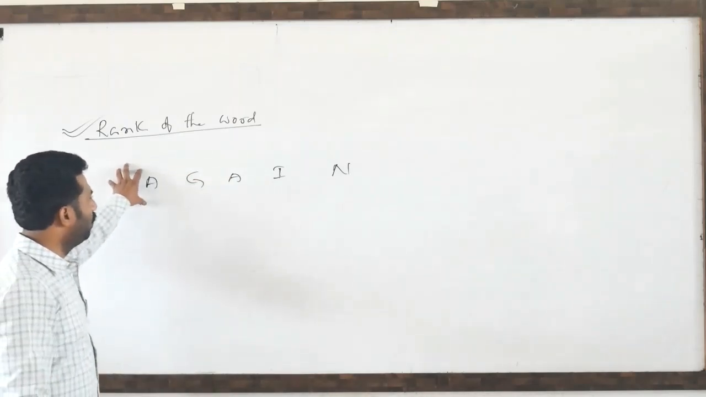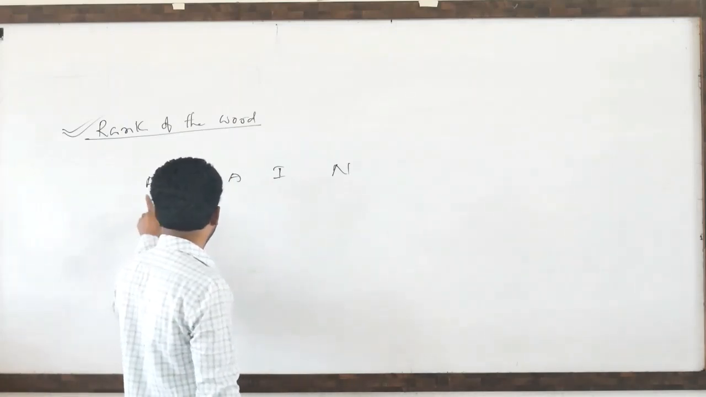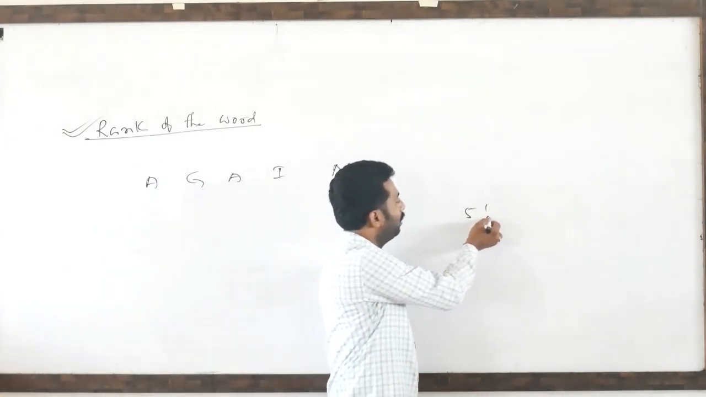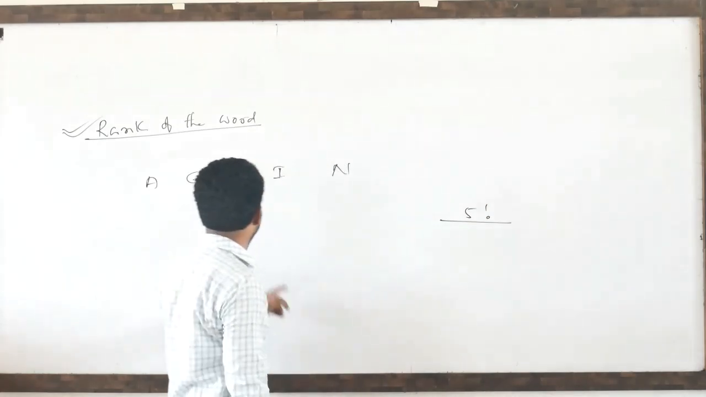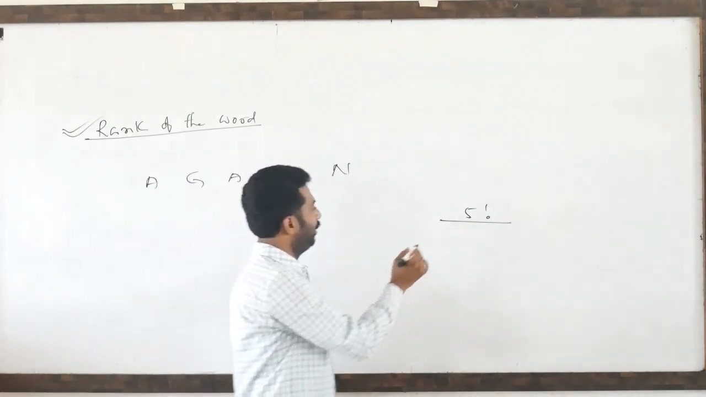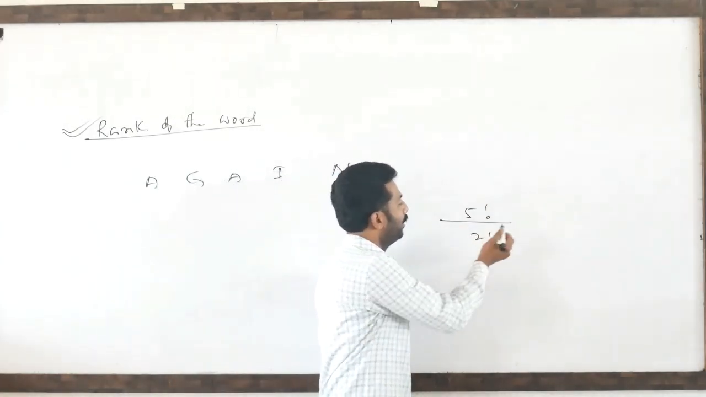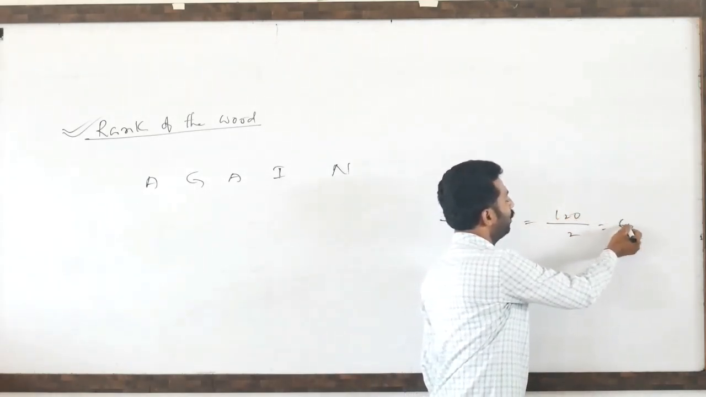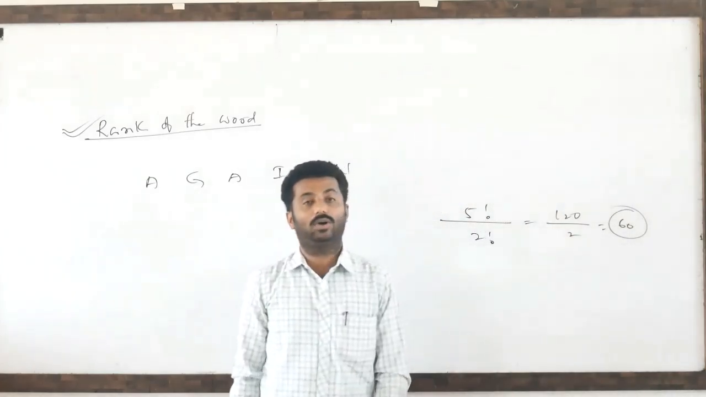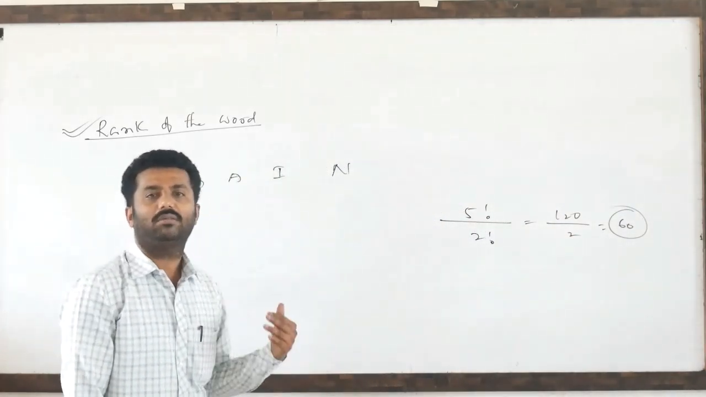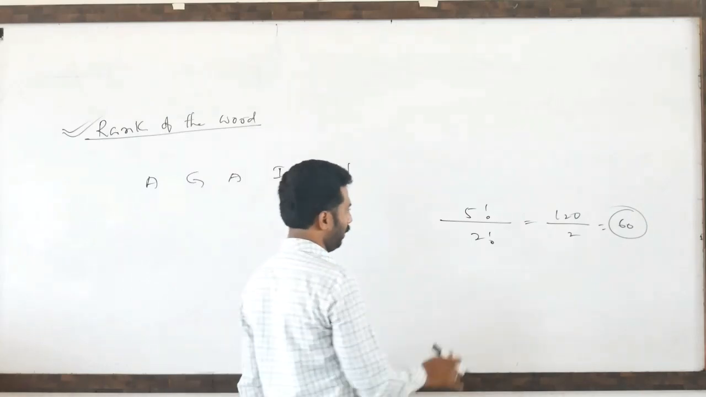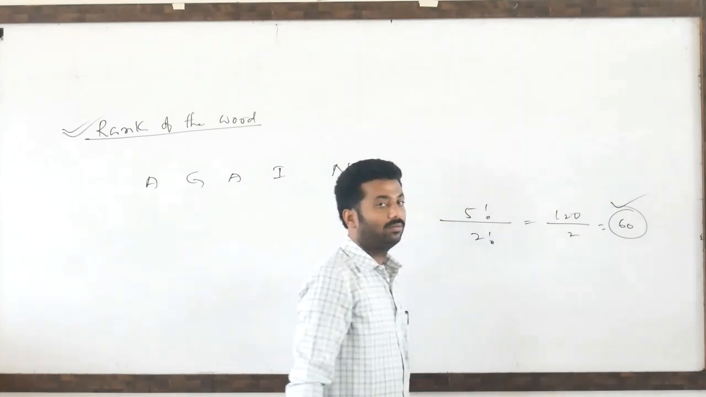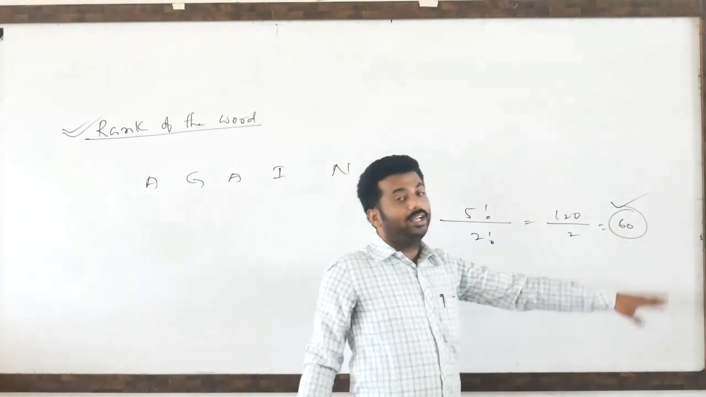So in total, how many words can we form? We'll see. 1, 2, 3, 4, 5, so 5 factorial. Are any letters repeated? 2 A's are there, so divide by 2 factorial. This is 120 divided by 2, nothing but 60. In total 60 words we can form. Whether they are meaningful or meaningless, we don't bother about it. So in these 60 words, what is the 50th word?